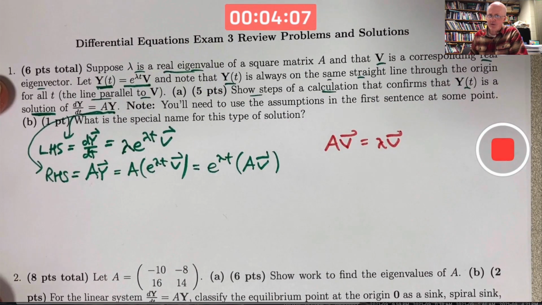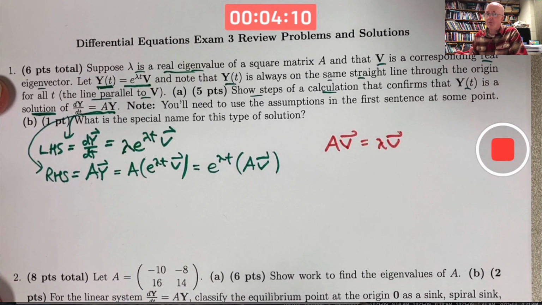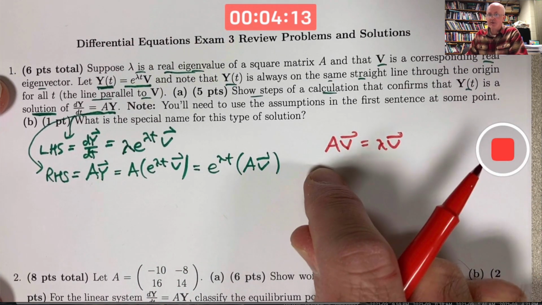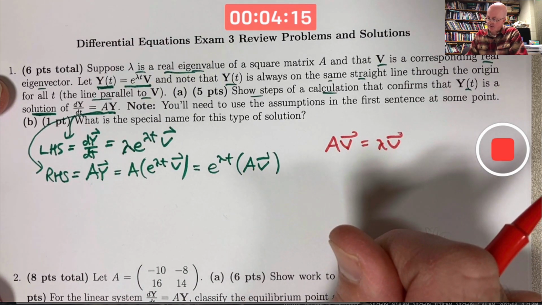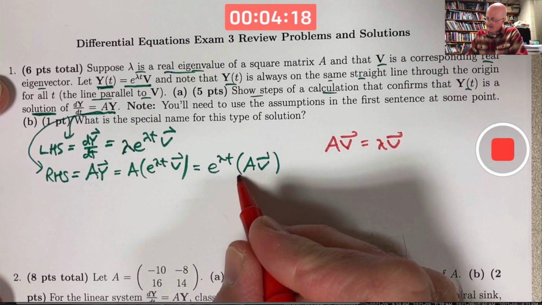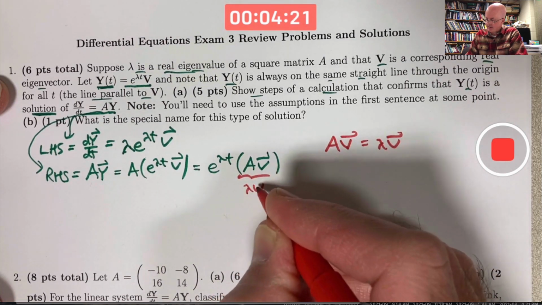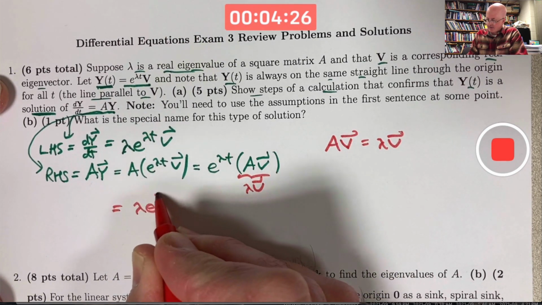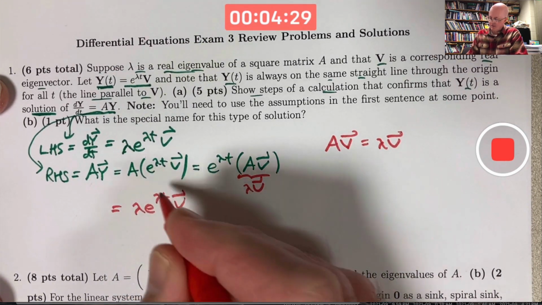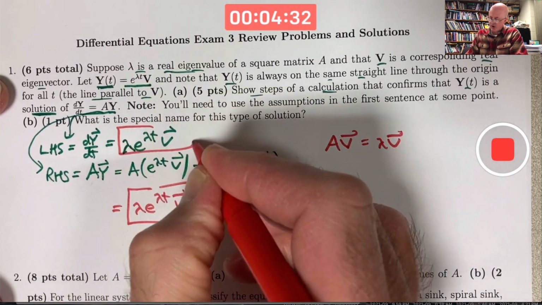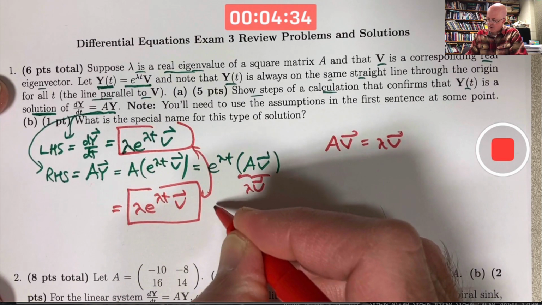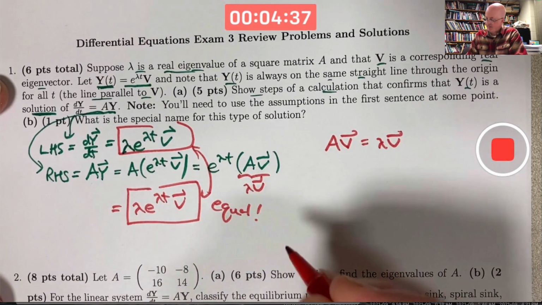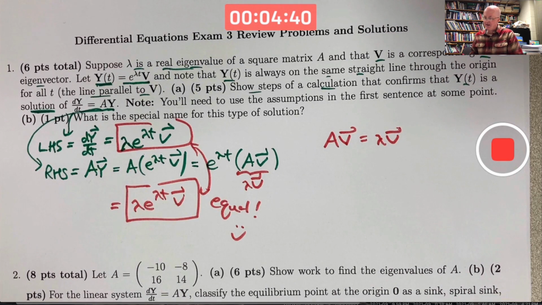That does not mean A equals lambda, okay? A is a matrix, lambda is a number. But these two vectors are equal, A and lambda are related to each other. Now just use that. I can replace A times v with lambda times v, and then I can pull that scalar out in front and rewrite this as lambda e to the lambda t times v. Lo and behold, that expression equals this expression. Those are equal. We're very happy. That means, yes, we're done. We have confirmed with calculations that this is a solution of the differential equation.